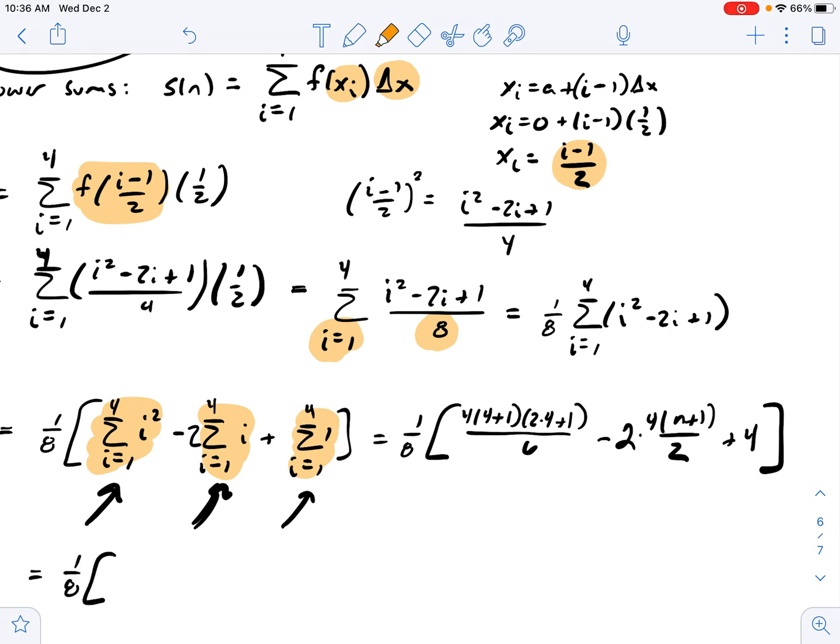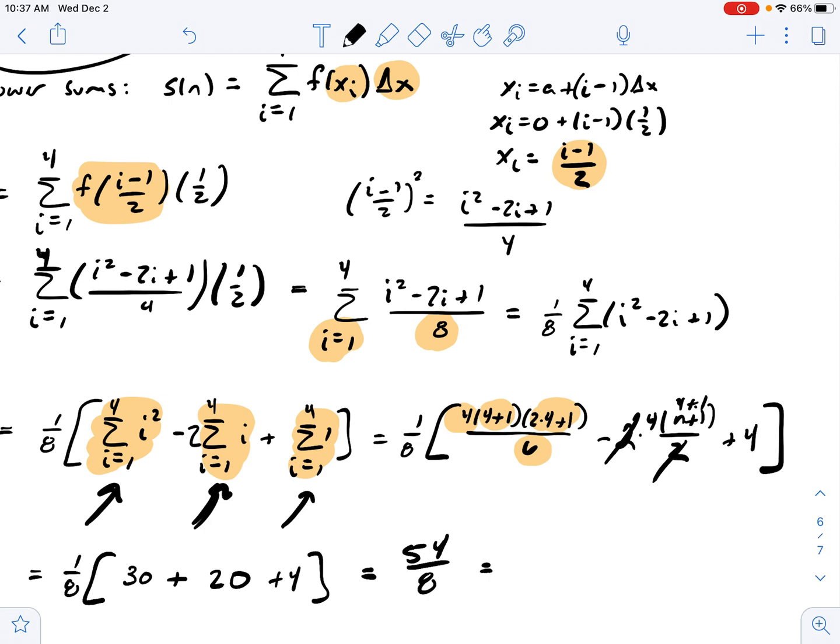Let's clean it up now a bit. We got 1/8 of what? Let's see. Well, here we've got 4 times 5 is 20, times 9 is 180, over 3. There's 30. Here, I'll cancel these 2's. Oh, that should be 4 plus 1 in there for n. 4 times 5 is 20. And, of course, the plus 4. And what are we looking at here now? We've got 30, 20 is 50, 54 over 8.